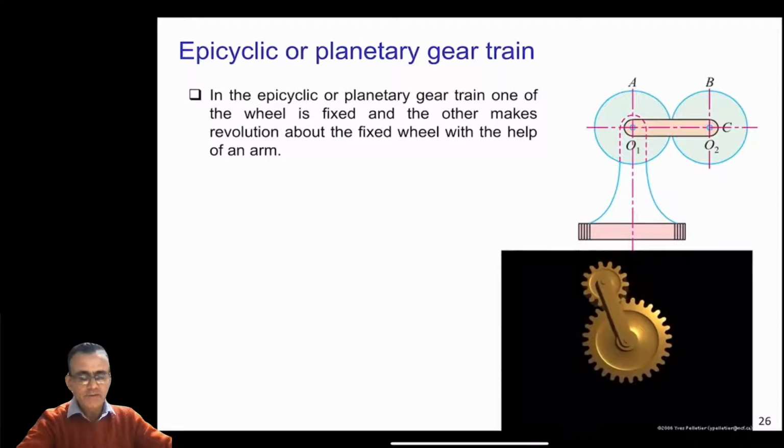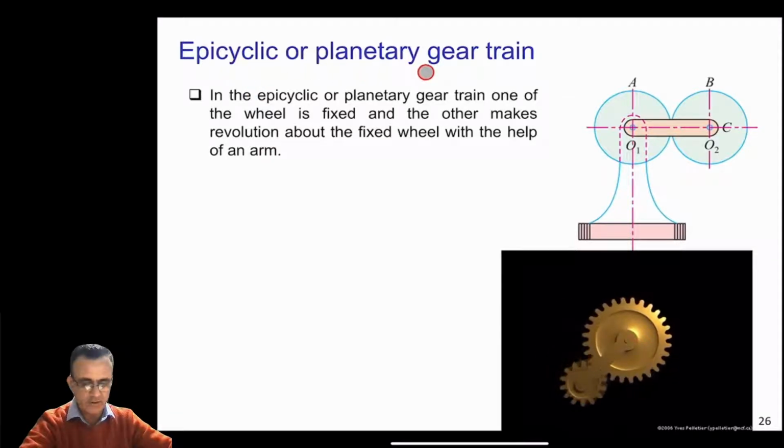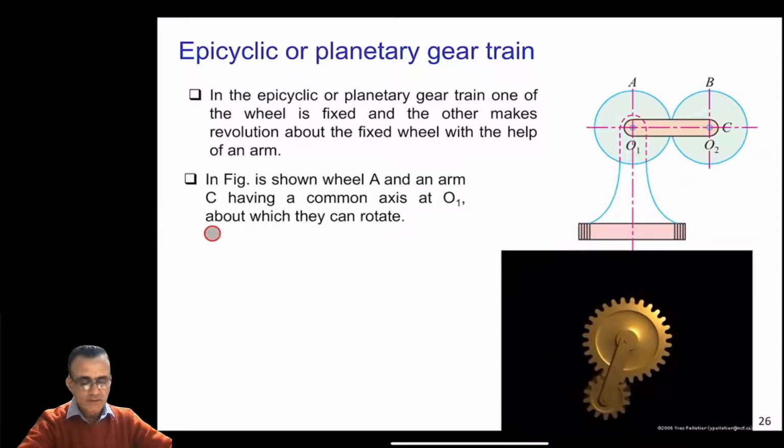Finally, we will also discuss another type of gear train, which is what we call an epicyclic or planetary gear train. We will not do any sort of calculation for this gear train, but I will just introduce it. In this epicyclic or planetary gear train, one of the wheels is fixed, as you can see here, and the other makes a revolution about the fixed wheel with the help of an arm. As you can see in this figure, this one is fixed and this one is rotating. In the figure are shown wheel A and arm C.